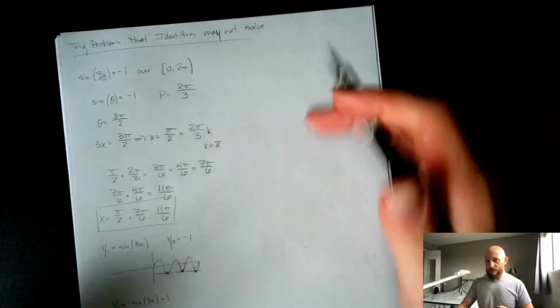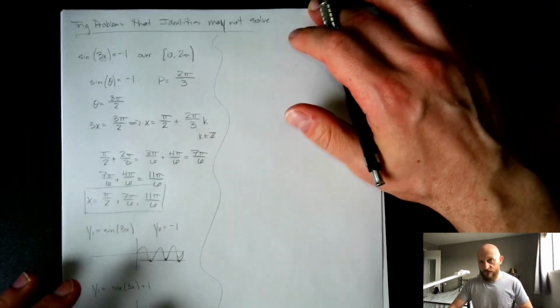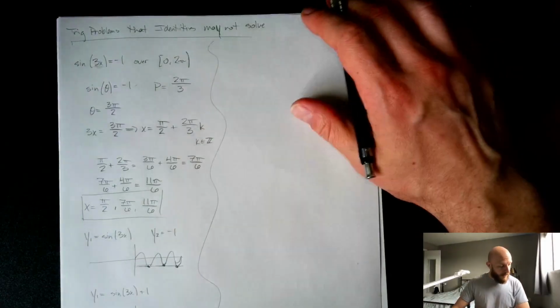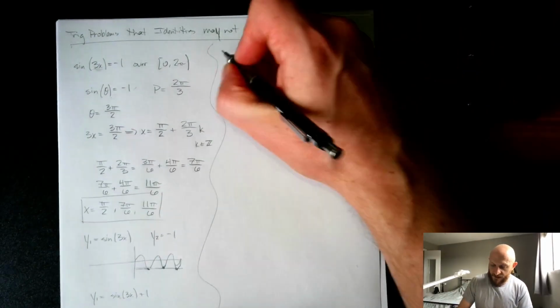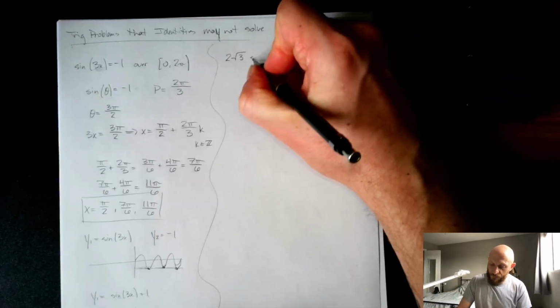So that's one way that you can make sure that you've captured all of the solutions, because that's the real danger with this. It's not terribly difficult to capture one solution. Capturing all of the solutions over the interval, whatever interval, is what causes most people problems.